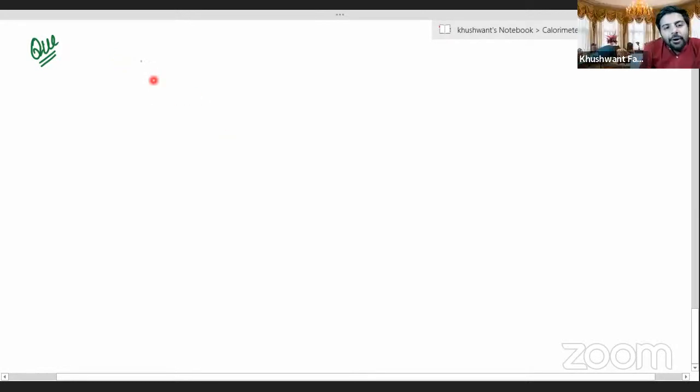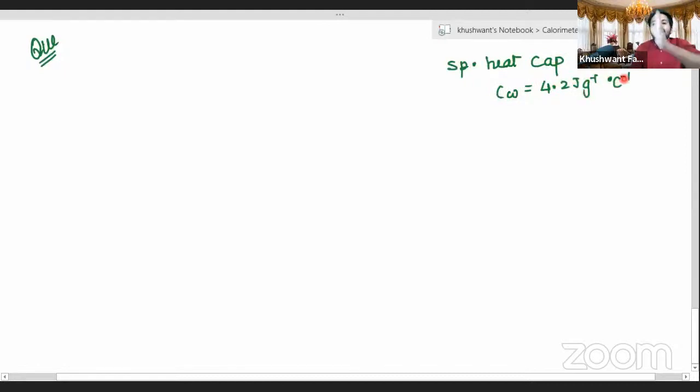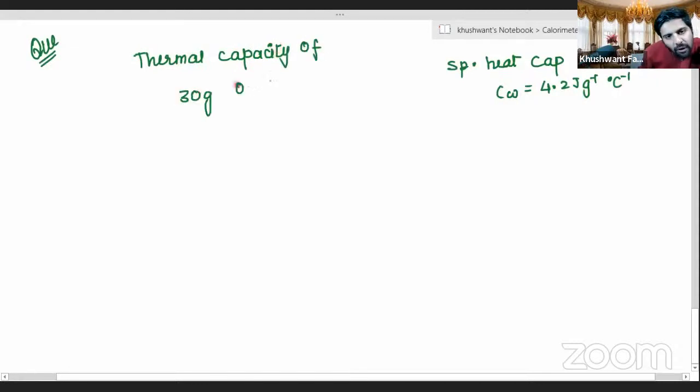Chalo, good. Now suppose you all know the specific heat capacity, or c of water, is known to you all as 4.2 joule per gram per degree Celsius or per Kelvin. I ask you, what is the thermal capacity of 30 grams of water? Suppose you need to calculate the thermal capacity of 30 grams of water.